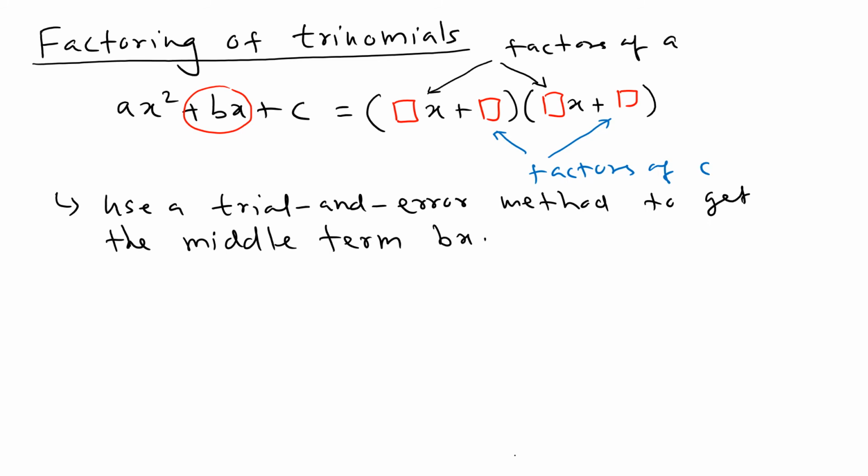Actually, it can be really complicated if a and c have many factors. For example, if a is 12, it has so many factors. If c equals 15 or 24, there are so many factors, or 36 can be worse. So this can be really time consuming.